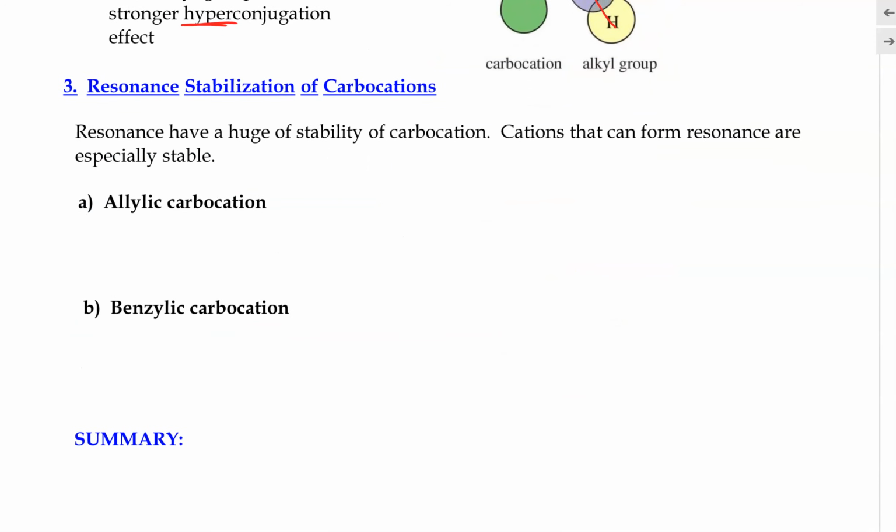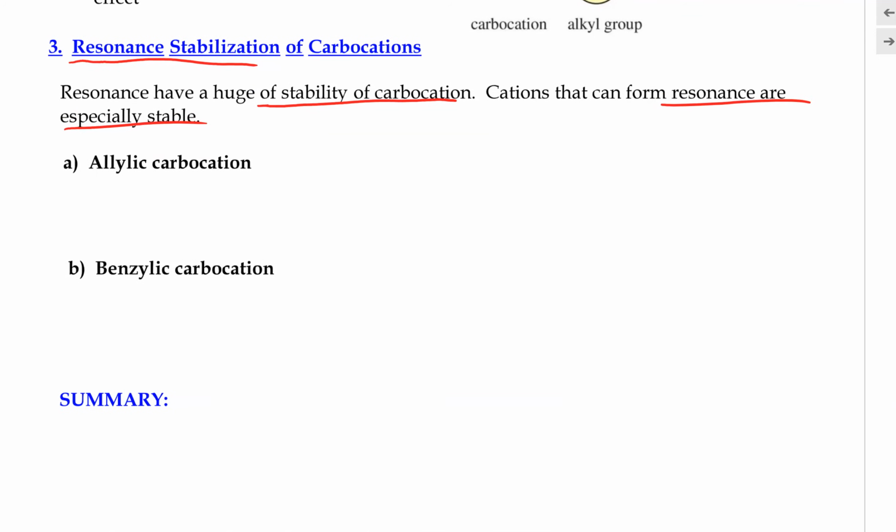Now, the next effect that can also stabilize the carbocation is clearly resonance. This is something we have learned before as we learned how to draw resonance. Resonance has a huge effect on the stability of the carbocation. Carbocations that can form resonance are especially stable. So now let's discuss the resonance that is produced in the allylic and benzylic carbocations.